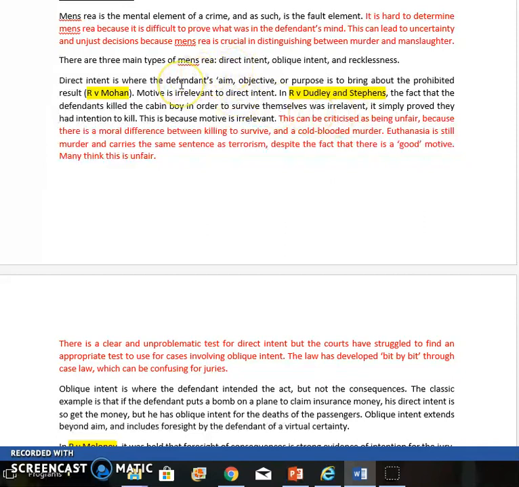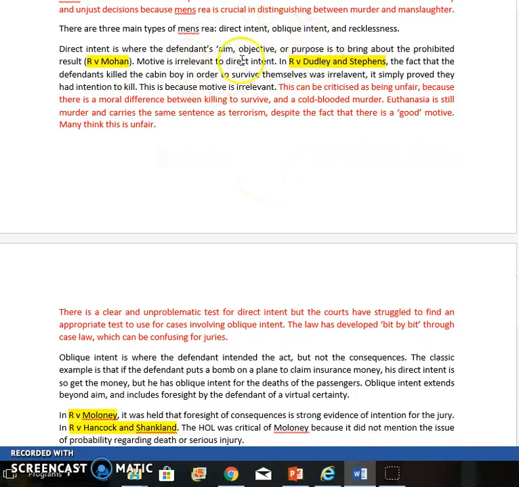This is where the defendant's aim, objective or purpose is to bring about the prohibited result, and that comes from Mohan. I've highlighted my cases for you. And motive is irrelevant to direct intent, as in Dudley and Stevens. And you could evaluate this by saying that this is potentially an unfair decision because there is a moral difference between being a cold-blooded killer and killing to survive, which is, of course, what the sailors in Dudley and Stevens did.